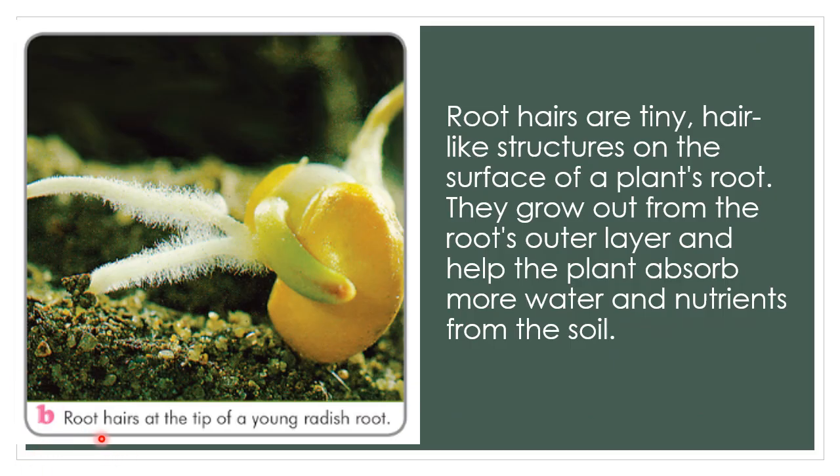Document B, root hairs at the tip of a young radish root. Here we have this small plant. Here are the roots. And here are the root hairs. So, root hairs are tiny hair-like structures on the surface of a plant's root. They are found on the surface of a plant's root. They grow out from the root's outer layer and help the plant absorb more water and nutrients from the soil.